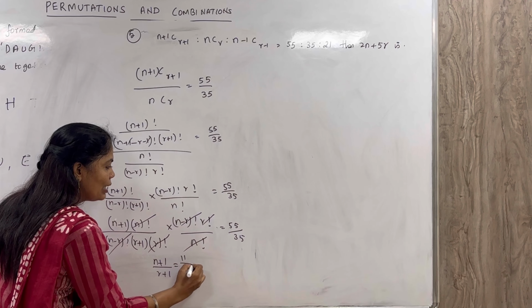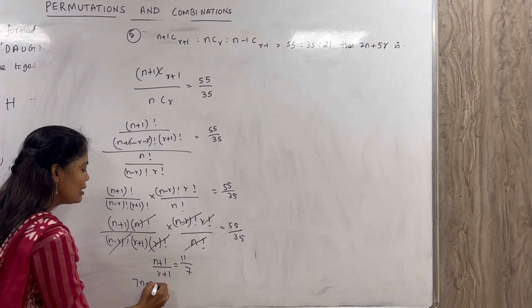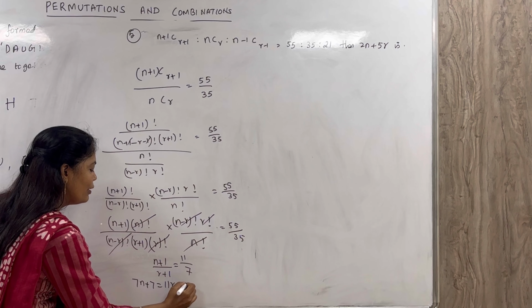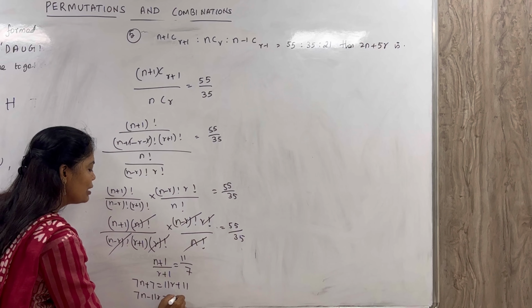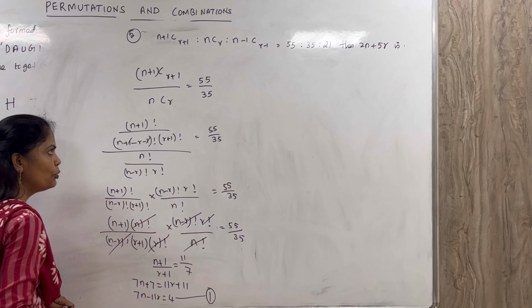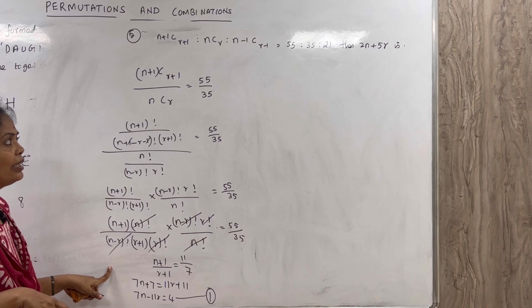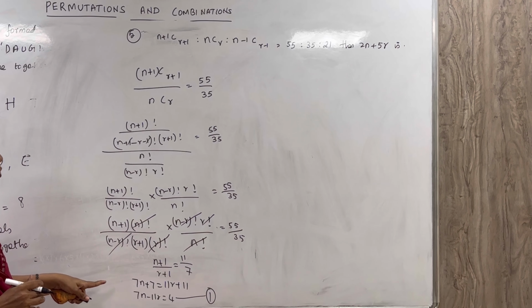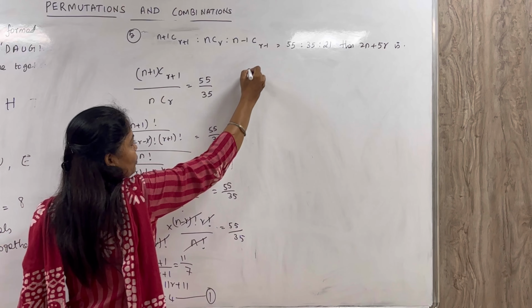I can write it as 11 by 7. Now 7n plus 7 is equal to 11r plus 11, so 7n minus 11r is equal to 4. This is equation number 1. We have to find two variables, n and r. Two variables means we have to get two simultaneous equations and solve them to get the n and r values. I have used the first two ratios. Now I am going to use the second two.